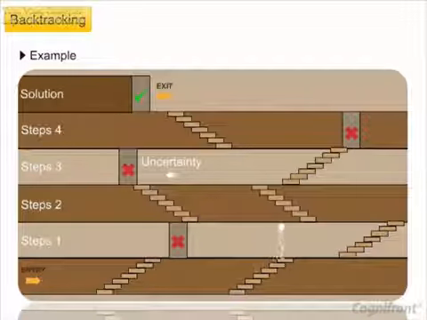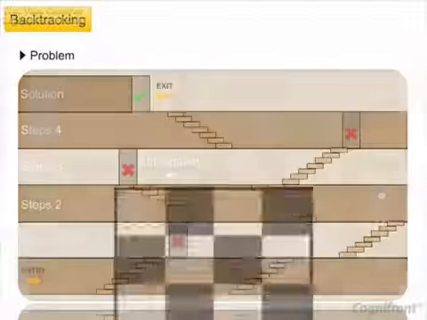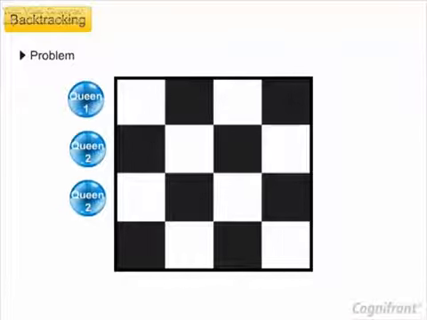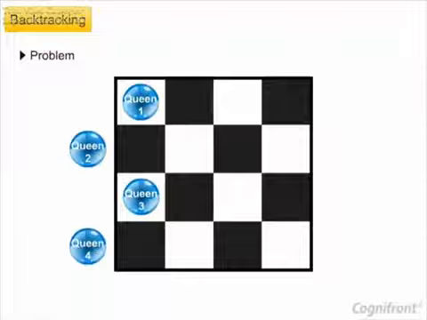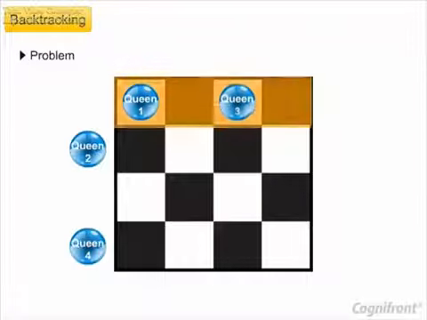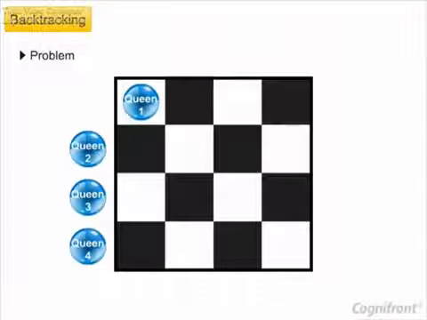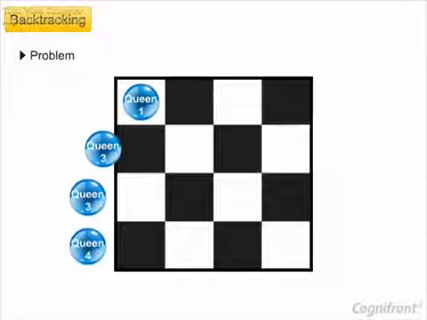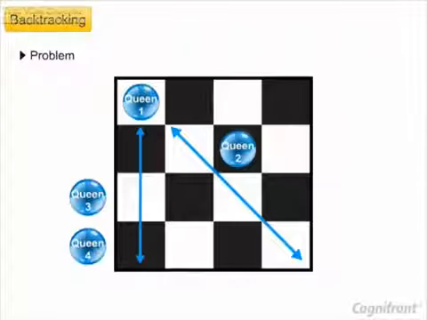Let's see how backtracking works for the 4 queens problem. Here we have to place 4 queens on a 4x4 chessboard so that no two of them are on the same row, same column or diagonal. Let the respective queens be placed on the respective rows. So now, if we place queen 1 on column 1, then queen 2 is placed on column 3, as we cannot place them on same column or diagonal.